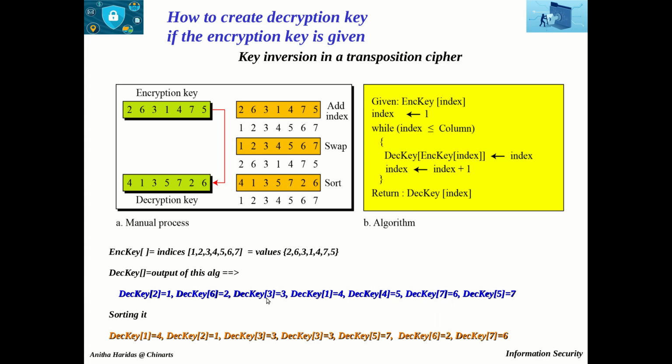So the value 3 will be stored here. Now encryption key of 4. Sorry, encryption key of 4 is 1. So decryption key of 1 becomes 4. So this is how we will be generating the decryption key. So it is simply that we are going to swap the key values to produce the decryption key.